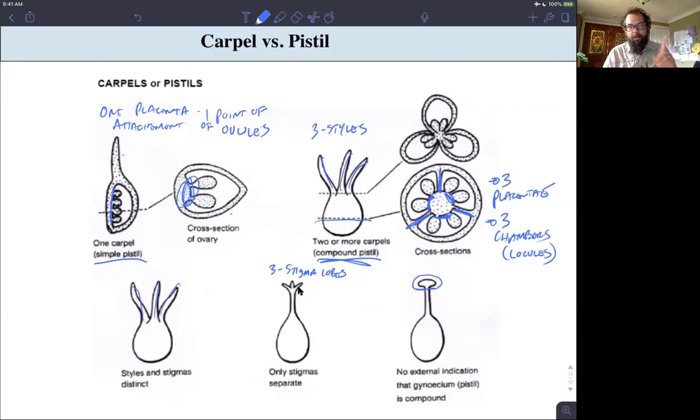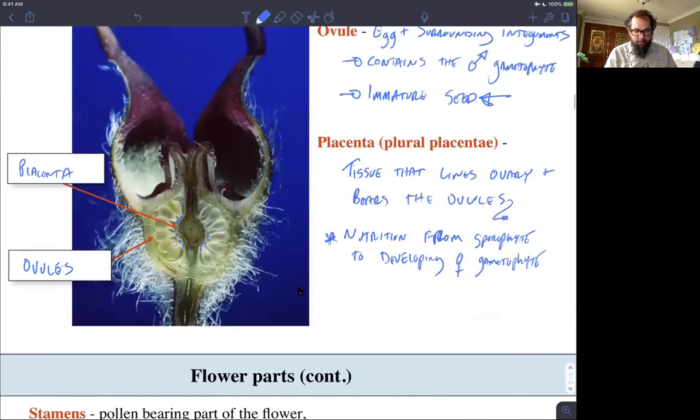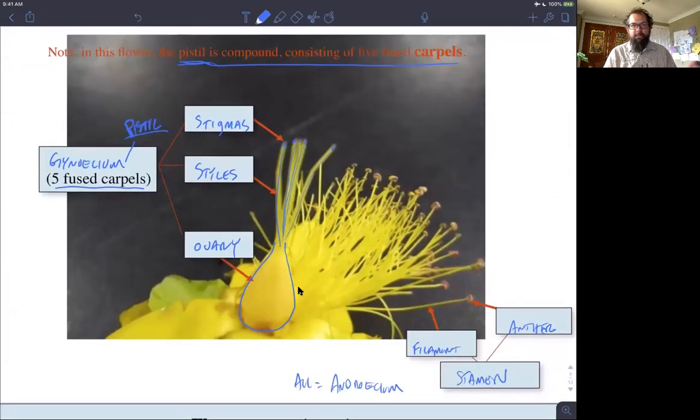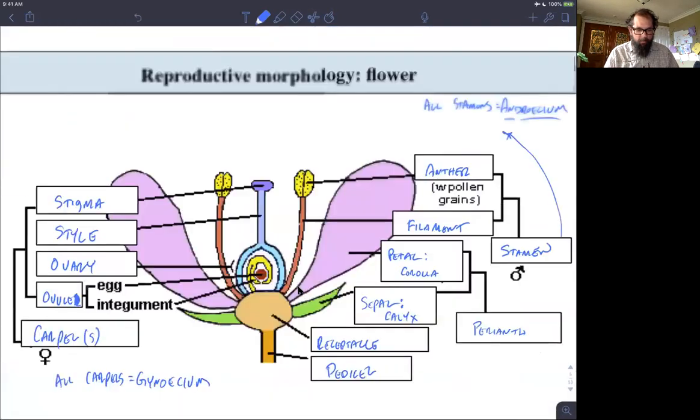But when the carpels are fused together into a compound pistil, then the carpels and pistils are not an interchangeable term. But we can use gynecium to describe all of the carpels, whether they're separate from each other or fused together. So I have this example here where we see a compound pistil that's made up of 5 fused carpels. I've got 1 ovary, but I have these 5 separate styles, and so that's my external morphology that helps me recognize this. So what about when we have a simple pistil?